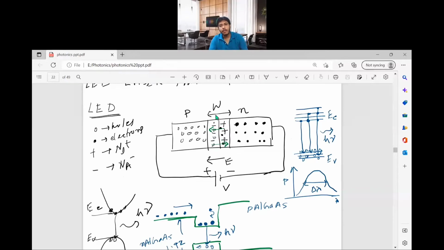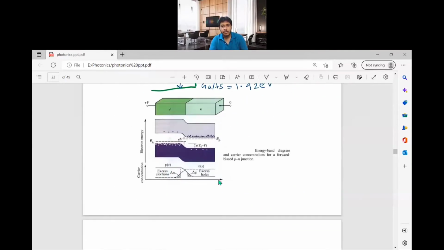So now they are moving, so they can recombine in this depletion region. Initially, this region is depleted of mobile carriers and there is no recombination here. Now the carriers have started moving into this region, so they will recombine and you will get the LED light. Okay, so this is the carrier distribution.